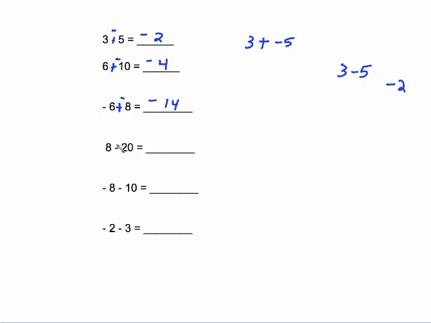All right, so keep, change, change. This is 8 plus negative 20. Those are different signs. I keep the sign of the larger, and I subtract. 8 from 20 is 12. Keep, change, change. These are both negative, so automatically the sign is negative. I don't have to think about that. And then I add. A negative 8 plus negative 10 is negative 18. Keep, change, change. Those are both negative. Automatically the answer is negative. Add. 2 plus 3 is 5.